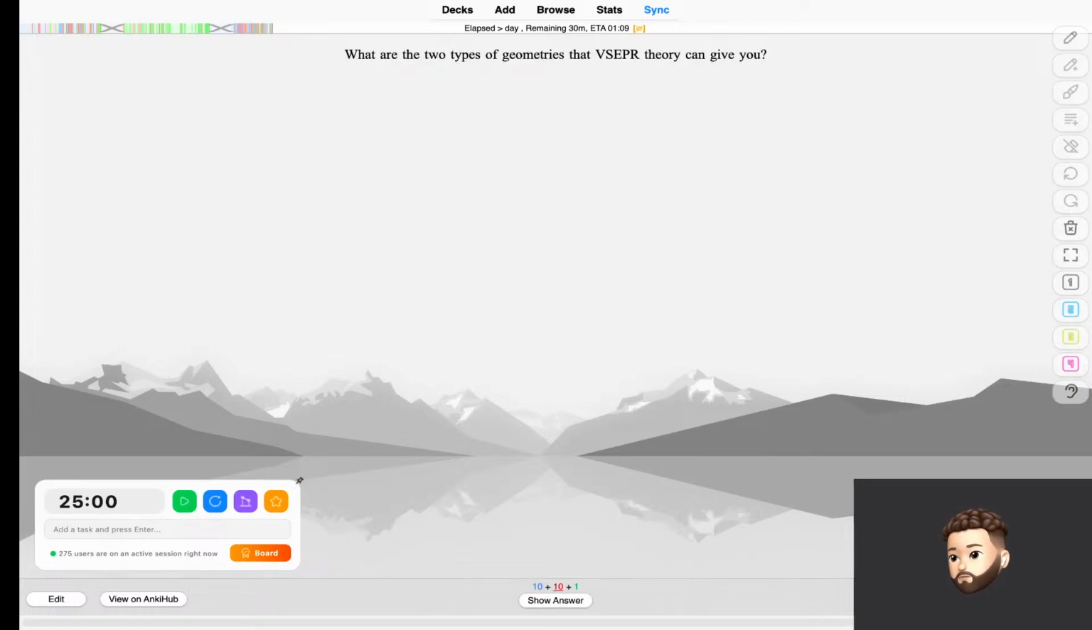Give the molecular geometry and the electron geometry. Molecular geometry is the shape of the molecule. Electron geometry describes the distribution of electrons in the molecule.